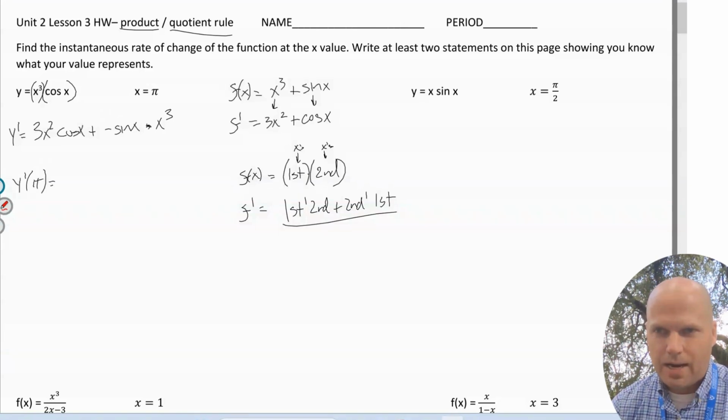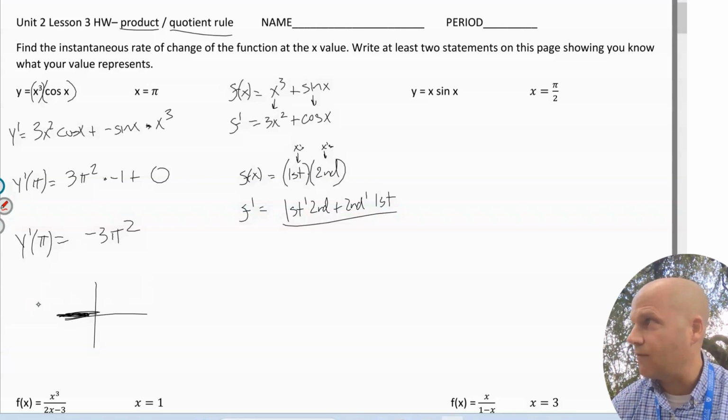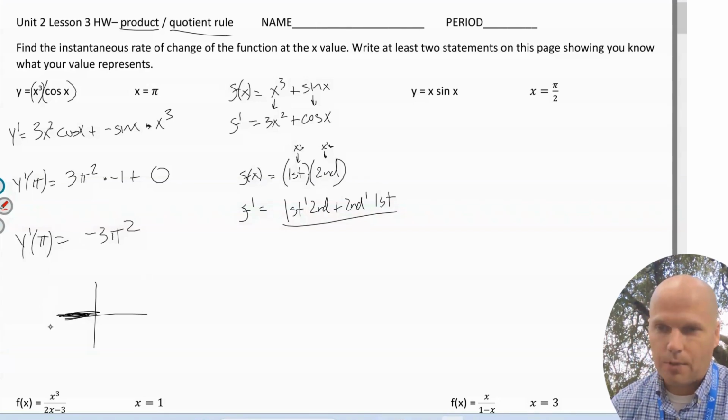We want to plug in pi. So I have 3 pi squared. The cosine of pi is -1. The sine of pi is 0. Again, this is where trigonometry just pops up and you need to be able to deal with it. And if you are still needing to draw your lines, do it. Pi is over here. Here's 0. Here's pi. I go to the left 1. I don't go up or down at all. That's why the cosine of pi is -1 and the sine of pi is 0.